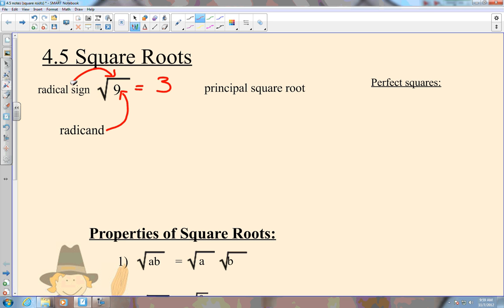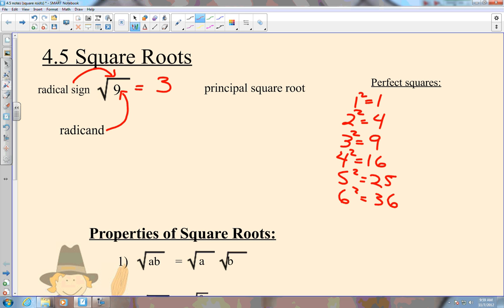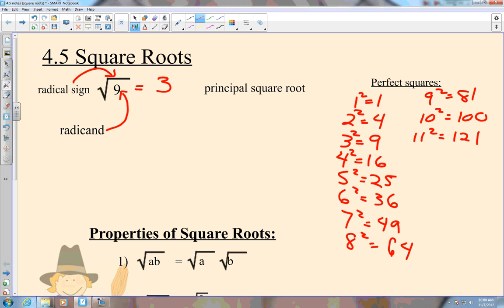Now, you need to write down a list of the perfect squares. I had it on the backboard. 1 squared is 1. 2 squared is 4. 3 squared is 9. 4 squared is 16. 5 squared is 25. 6 squared is 36. 7 squared is 49. 8 squared is 64. 9 squared is 81. 10 squared is 100. 11 squared is 121.